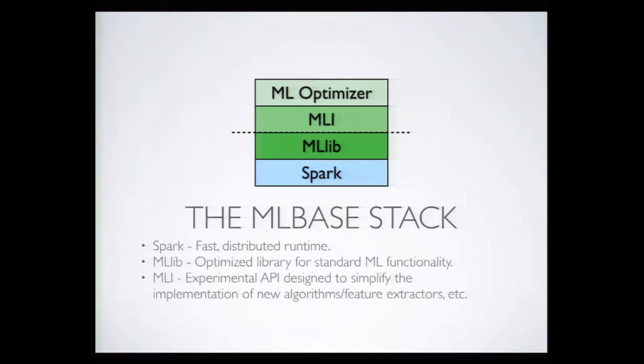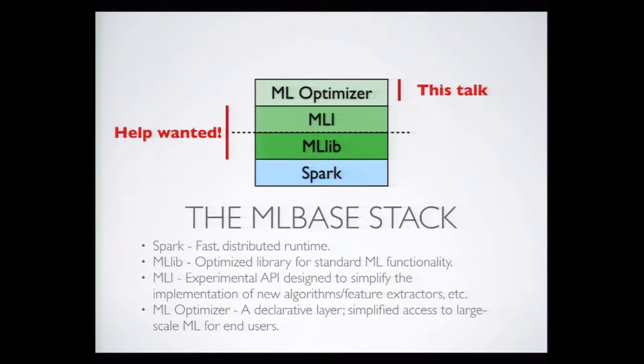MLI is an experimental API designed to simplify the implementation of new algorithms and feature extractors and the kinds of machine learning goodness you would want on top of such a system. And then the ML optimizer is a declarative layer designed to give people the ability to automatically come up with these pipelines without needing to be absolute experts at machine learning. So MLlib and MLI, I'll give you a status update as to where those are in just a minute. But most of this talk, I'm actually going to talk about this crazy research stuff that's going on top of these lower components of the stack.